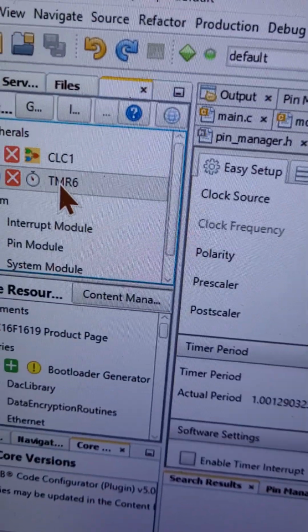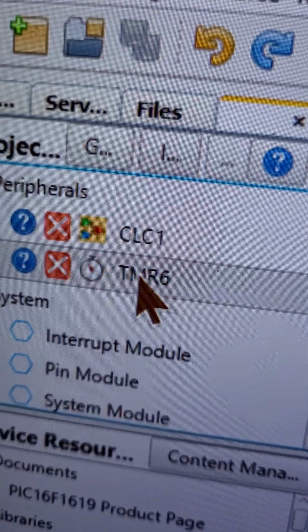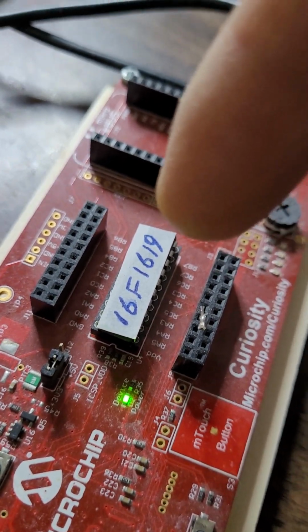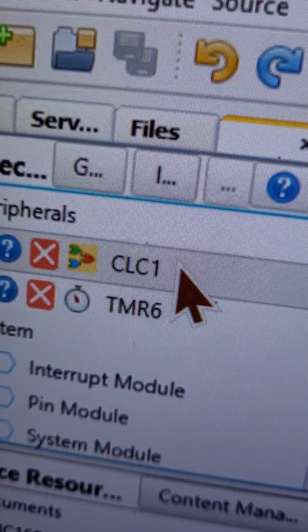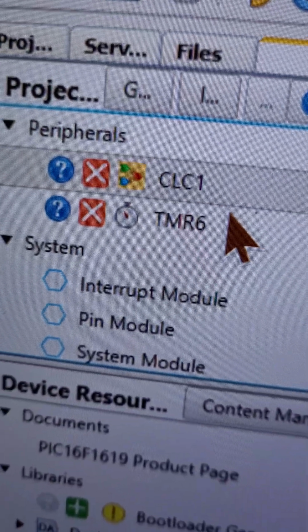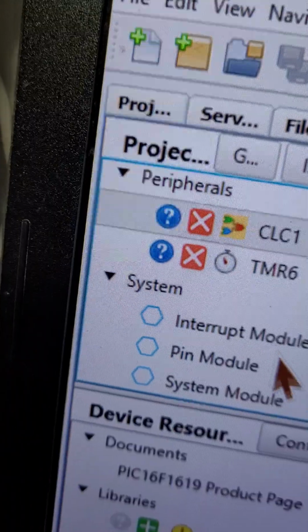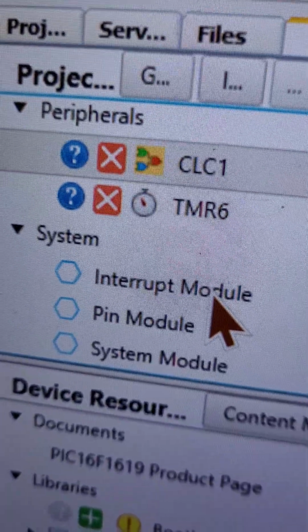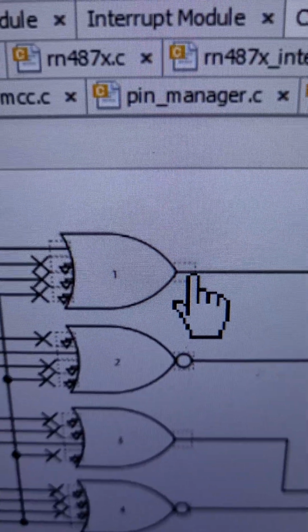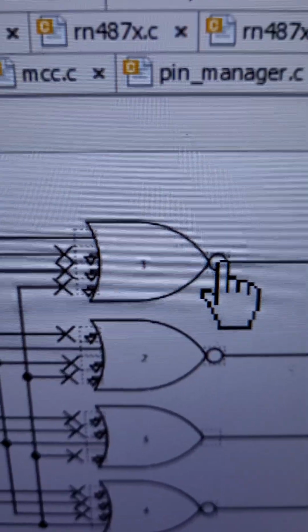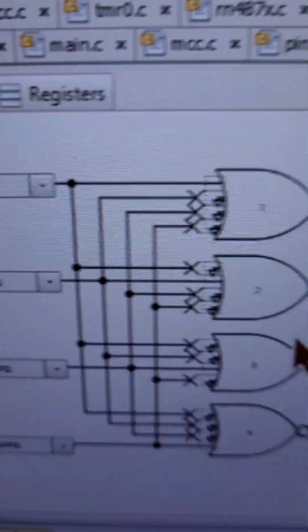For example, now I configured the timer, which is timer 6 of this PIC16F1619. I'm using timer 6, and I'm using the configurable logic cells, unit number 1. I'm also using the interrupt module. I'm not using it, but I'm using the system, of course, and the pin module. Here, by just clicking on this, you invert it to NOR. Now it is OR with 4 inputs.